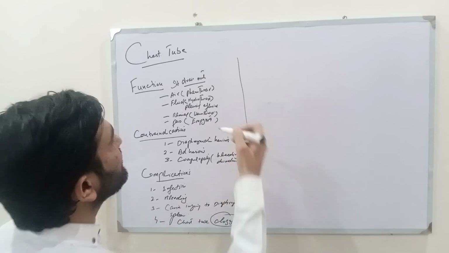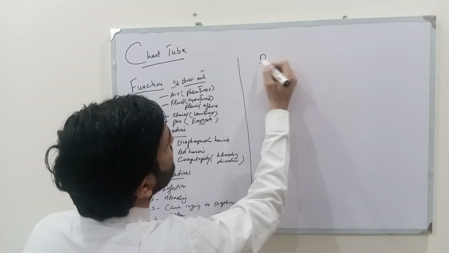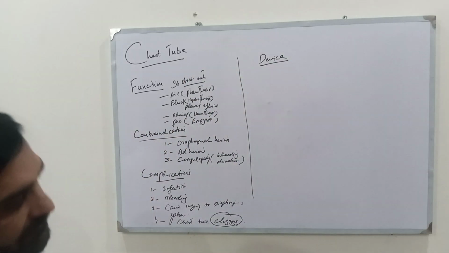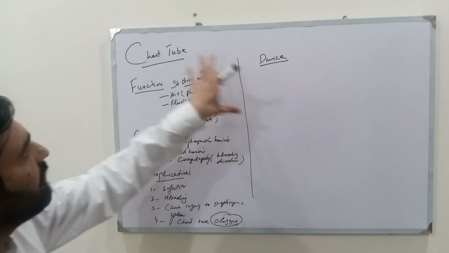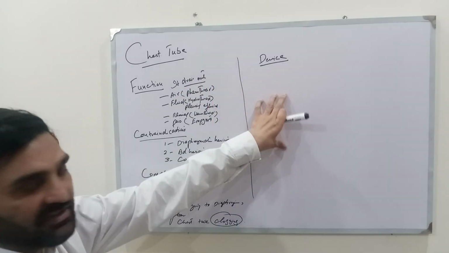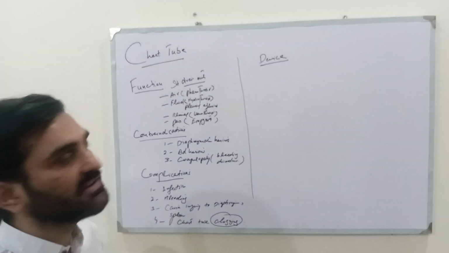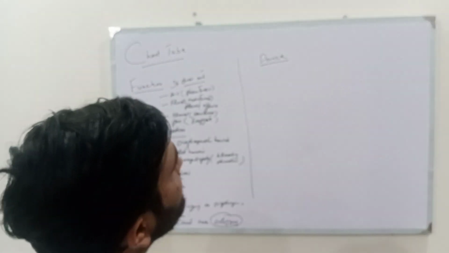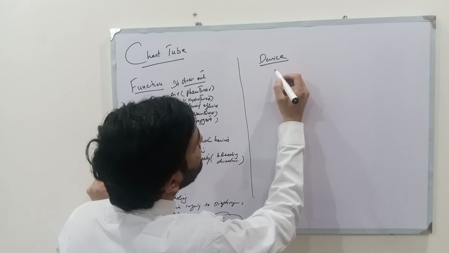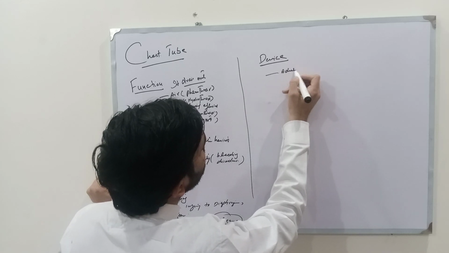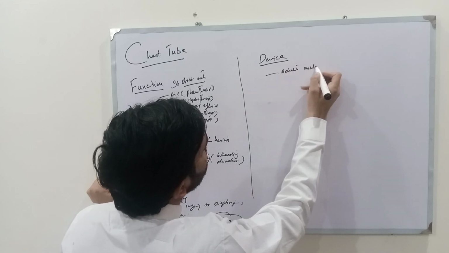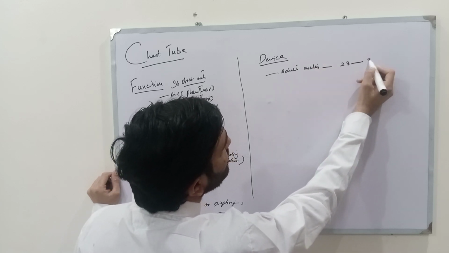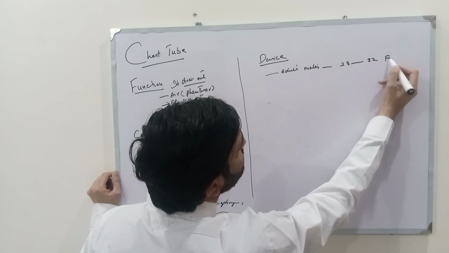Next, we are going to discuss the chest tube device, in which we discuss what is chest tube and what are the different sizes available in market, or what the material of the device is. So most commonly in adult males, the size of chest tube which is used is 28 to 32 FR.